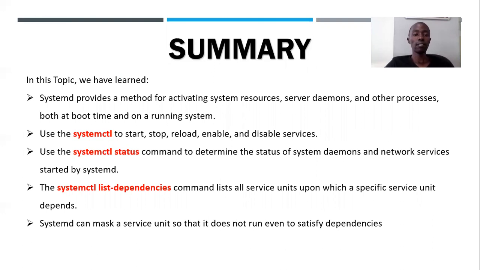And then lastly, systemd can mask a service unit so that it does not run even to satisfy dependencies. So now we are in a position to understand the dependency. What depends on what? I had actually given an example of a parent to child. Child depends on parent. So for a child to walk, for a child to eat, the parent needs to put some effort to ensure that happens. So for a service dependency to operate or function, the parent service must also be active and running.